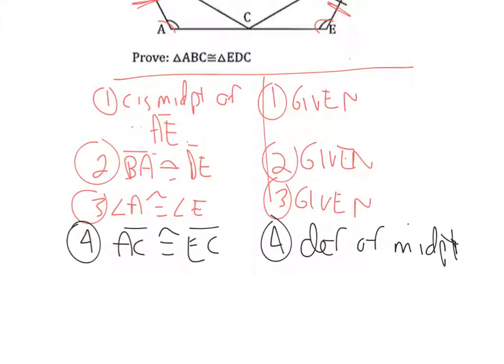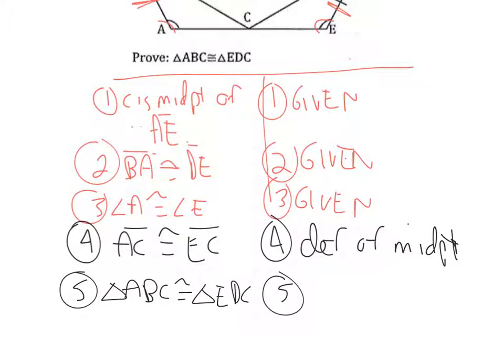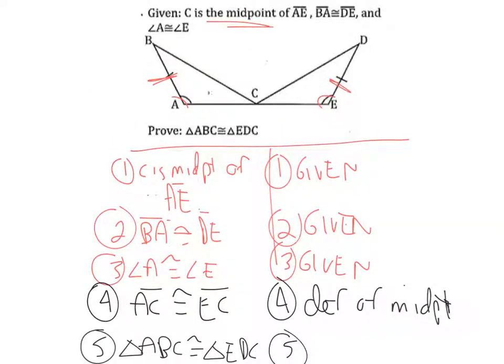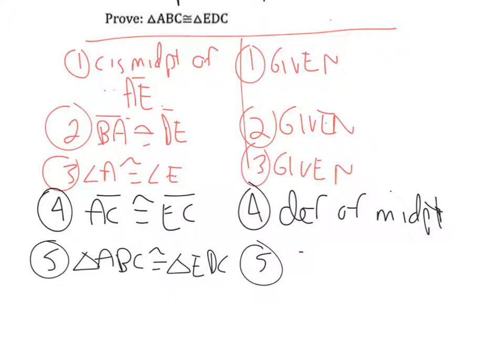Then, by that, I know ABC congruent to EDC by side, angle, side. There's my answer. All right, so play around with this. Start with what you're given. Look at what information they give you and see what you're doing. All right, come talk to me with questions.